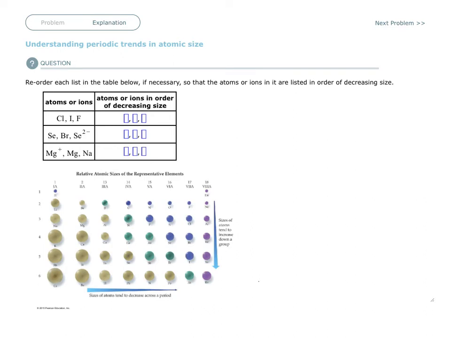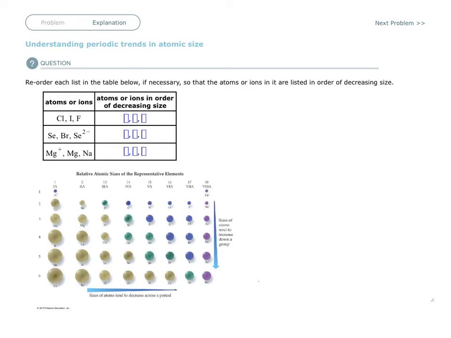So if you have an atom, every time that you go down a new period, you've got a new shell of electrons, and that's making it bigger. Every time that you add a shell, you're adding a new nest of electrons, one outside the next, and so the size of the atom is getting bigger as a result.